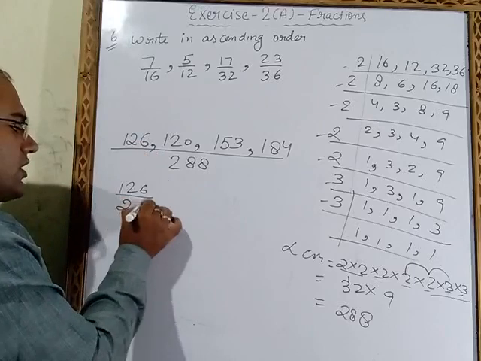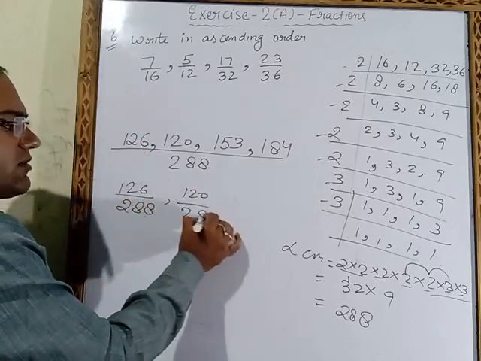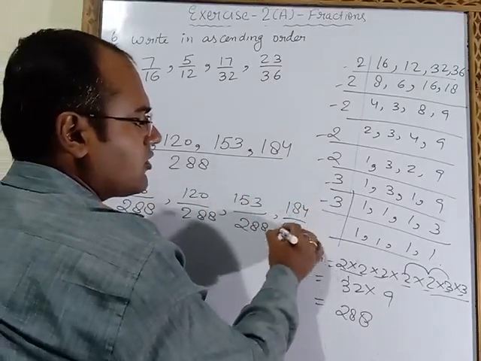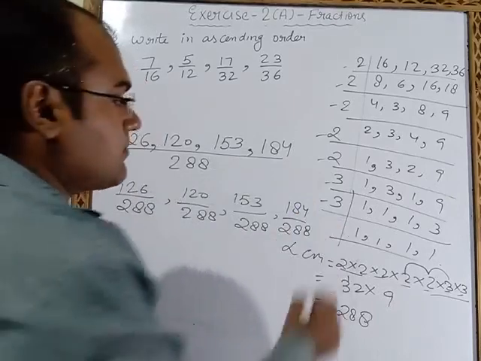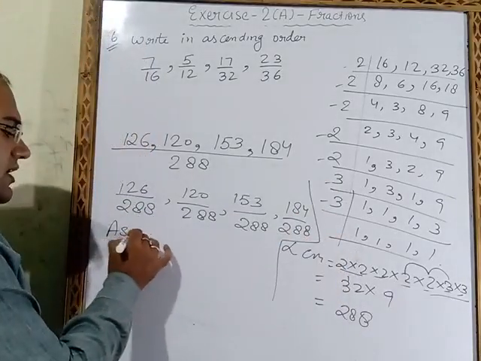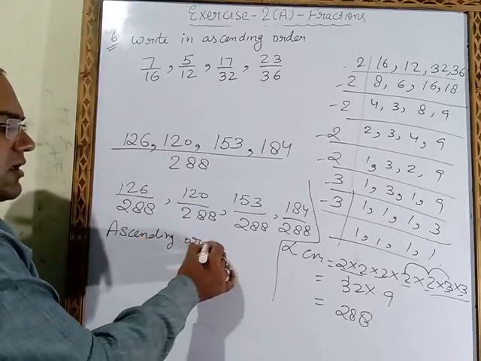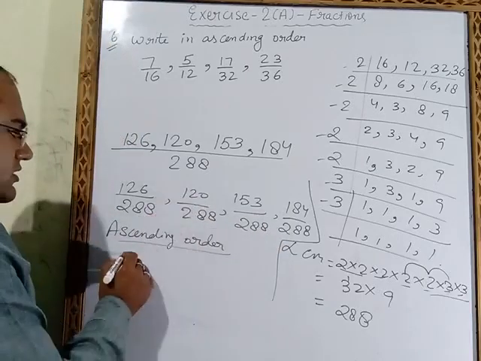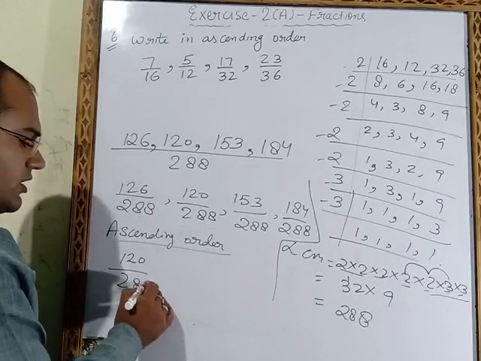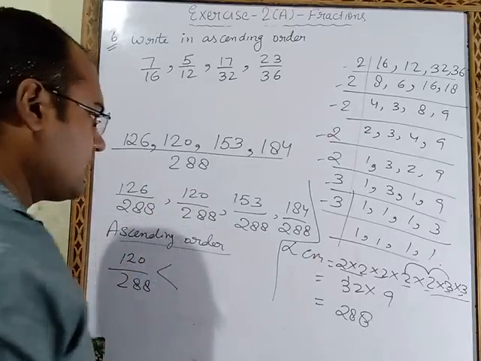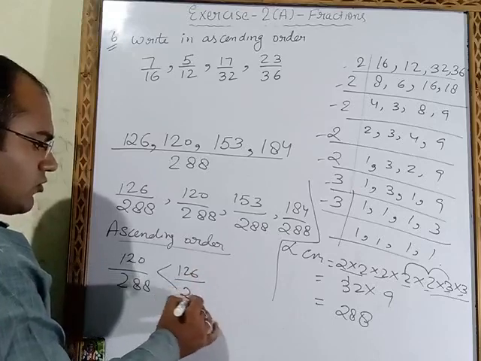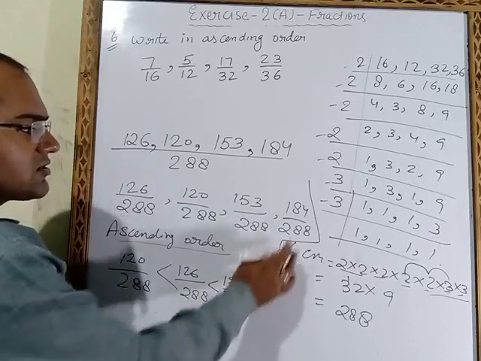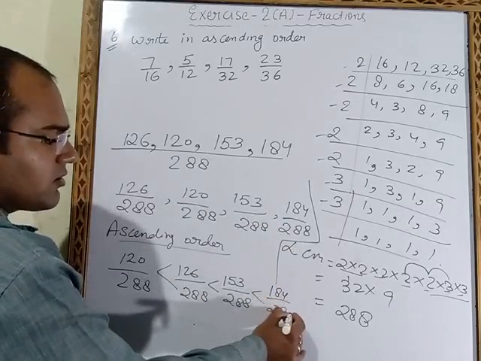126 upon 288, 120 upon 288, 153 upon 288, 184 upon 288. Now next step, we will put the heading ascending order. Ascending order means smaller to larger. So which one is smaller here? 120 is the smallest number. 120 upon 288 is the smallest, so we put the first sign. Then 126 upon 288. Then after that 153 upon 288, and at last 184 upon 288.